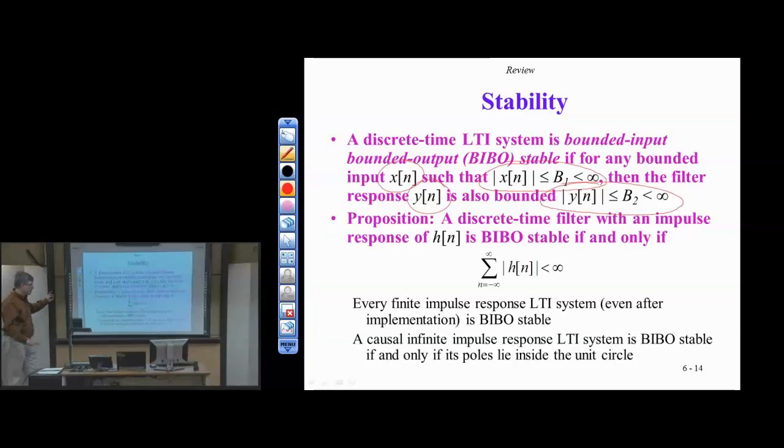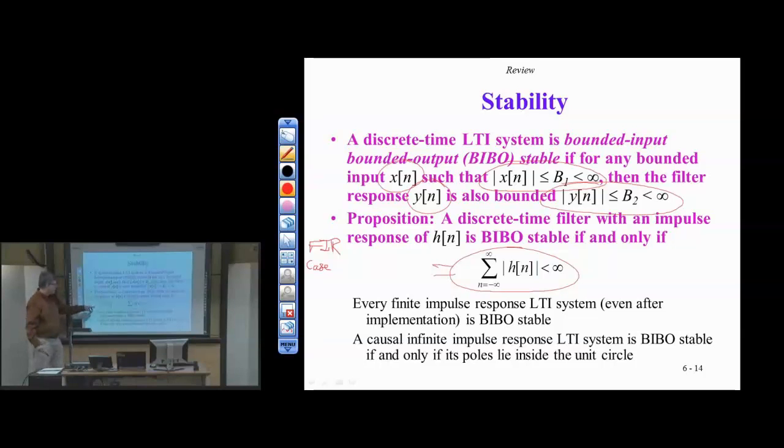And that does come from the convolution. I'll show that. A couple of interesting observations from this is that every FIR, every finite impulse response LTI system, even after implementation, is BIBO stable. The reason for that is that if I look at what happens for the FIR case, my summation becomes a finite sum over the length of the impulse response.